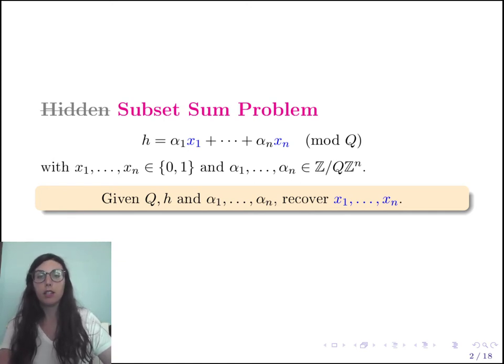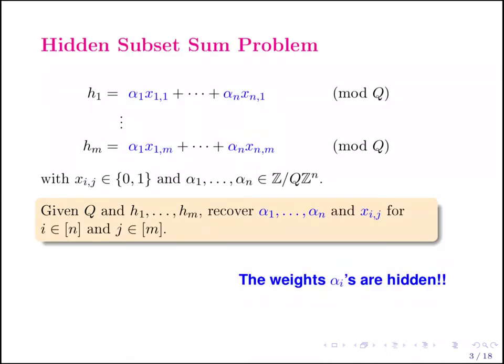Usually this problem is formulated using binary coefficients in the sum, as you can see in this slide. Then the problem becomes to determine such binary coefficients given h and the weights alpha i's. In the hidden subset sum problem, we have many subset sums with respect to the same weights alpha i's, and the problem is, given these sums h1, ..., hm, to recover both the binary coefficients and the weights. So in the hidden subset sum problem, the weights are hidden too. Notice that this implies that the standard lattice attacks for the subset sum problem are not applicable in this case. In general, it is convenient to state this problem in a more compact manner.